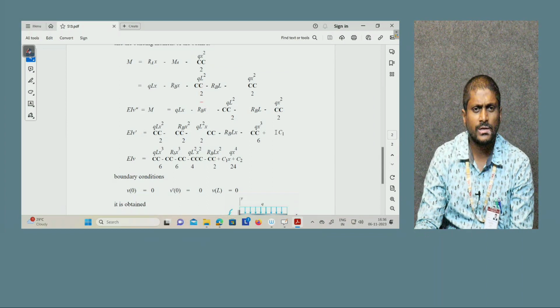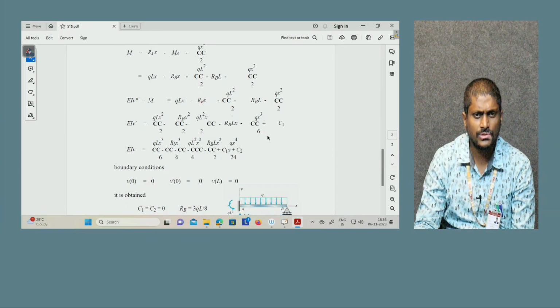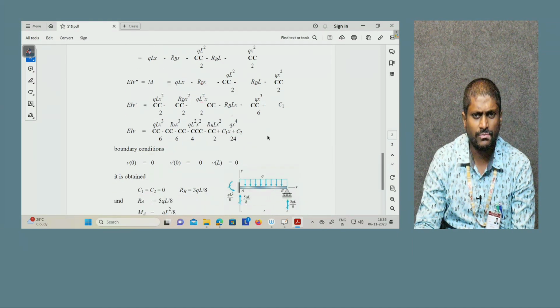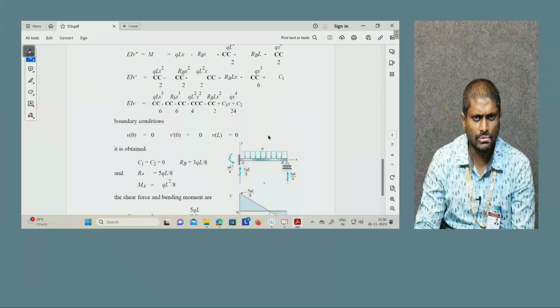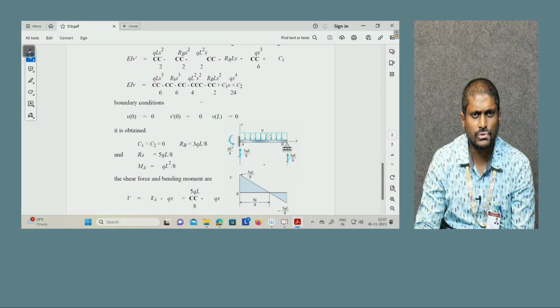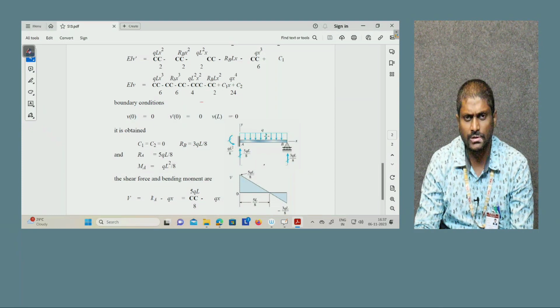Then the boundary conditions: v of 0 equals 0, v dash of 0 equals 0, v of L equals 0. C1 and C2 are zero, and RB equals 3qL by 8, RA equals 5qL by 8, and MA equals qL square by 8.